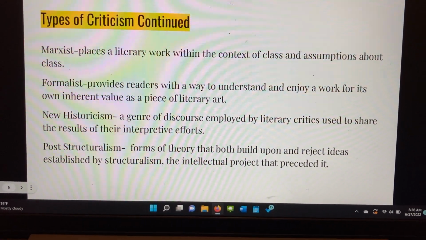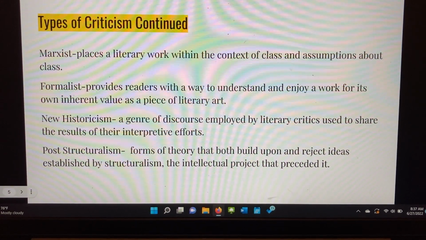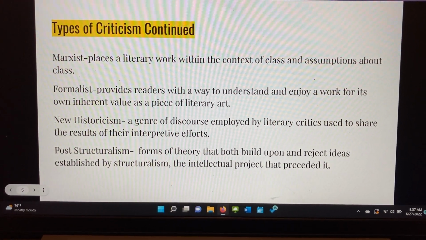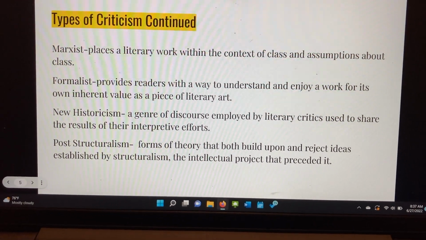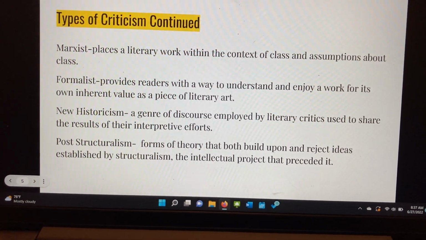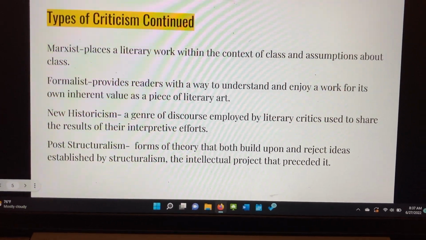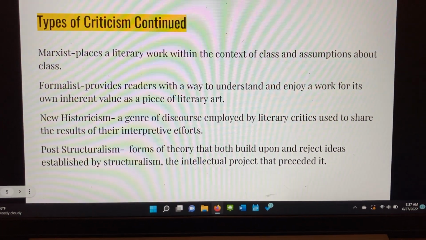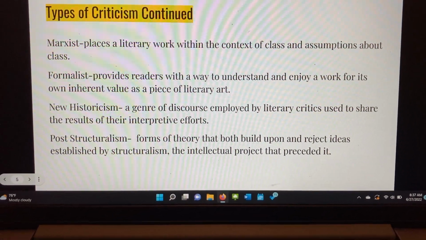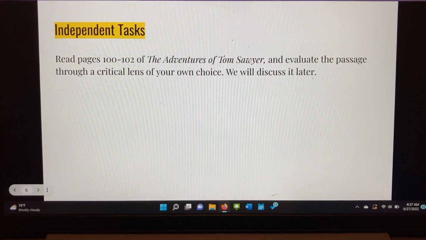A lot of these lenses are going to look more like prisms. You're going to find that a lot of them have multiple applications. So you could read a body of work from an author, and you might be able to criticize it from like 4 or 5 different angles. And that's what the summative assessment is going to be for this.